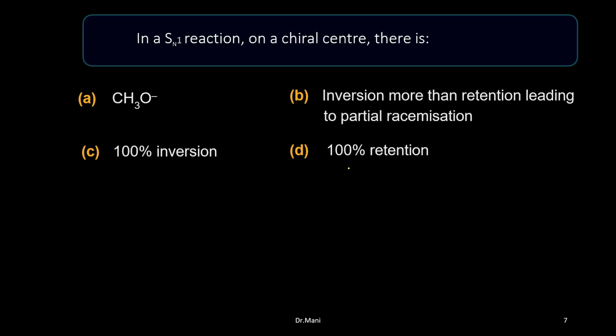So in an SN1 reaction on a chiral center, there is 100% inversion, 100% retention, or an inversion more than retention. That we call partial racemization. What is the answer?